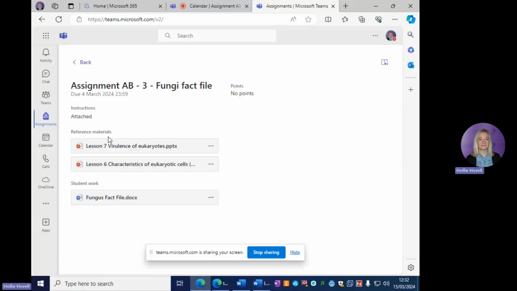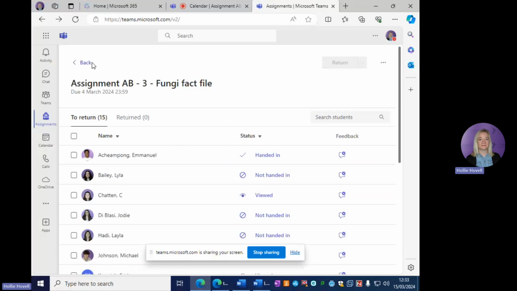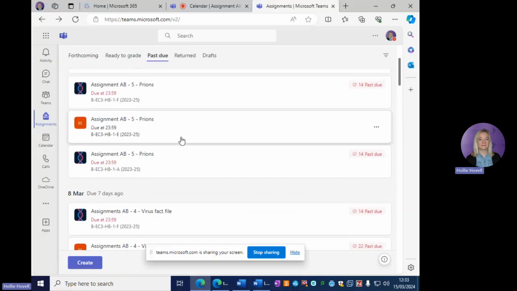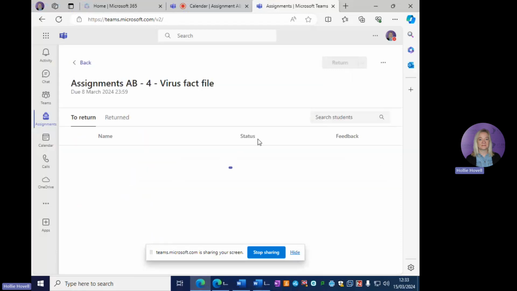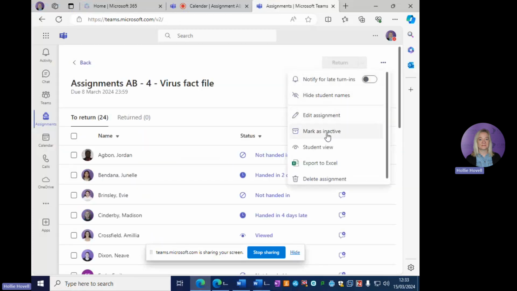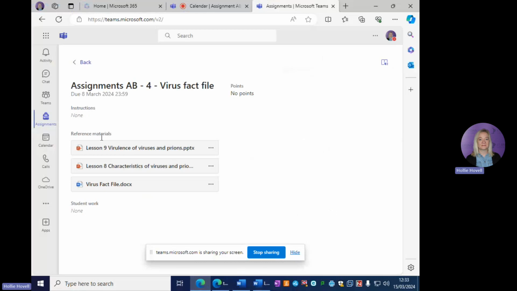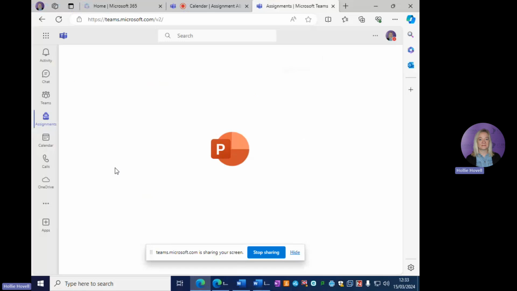Oh, that's not right. Oh, there's more. The fungi was a separate fact file. We want fact file 4 for the virus. Apologies. So here we go. So here are the PowerPoints that we can use to help us with the viruses.